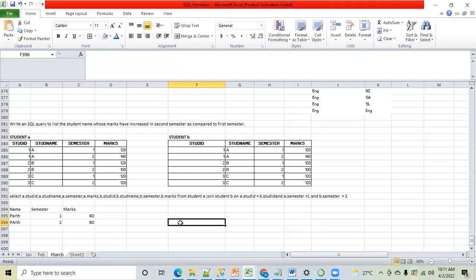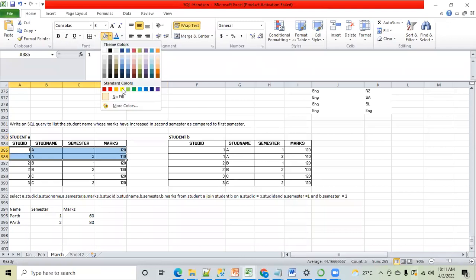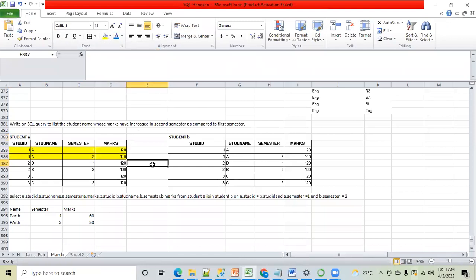Yes, correct. I want you to fetch all those student names from this table whose marks in second semester is greater than the marks in first semester. Now for A, tell me, his marks in second semester is greater than first semester, yes or no?